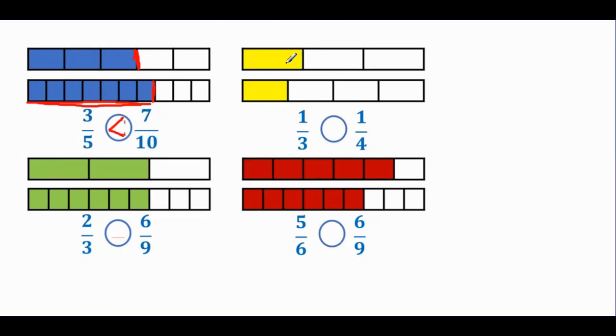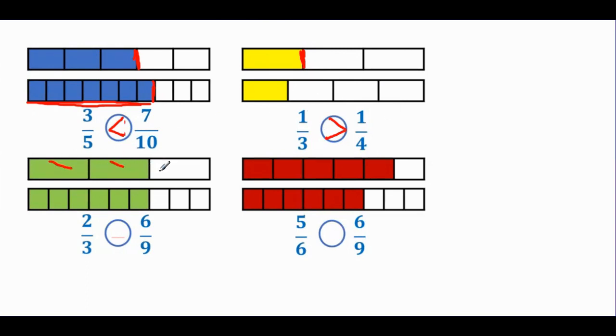Okay, here I have 1, 2, 3. I colored 1, so 1 out of 3. Here I divided the bar into 4 parts and I colored 1. So here is 1/3 and here is 1/4. If we compare the colored parts, you will find that this part is longer. So 1/3 is greater than 1/4.